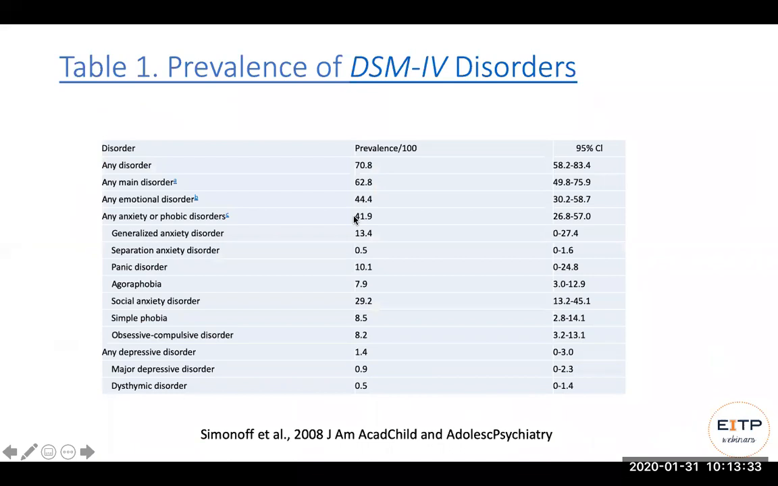So this is a busy slide, but I want you to look at this. Any psychiatric disorder, 70% with autism. Any anxiety, 41%. And the anxiety is the generalized anxiety disorder. It's like worries about different things, like specific worries. But look, the social anxiety is 20%. And the obsessive compulsive disorder is 8.2%. So those are the numbers that I wanted to highlight.